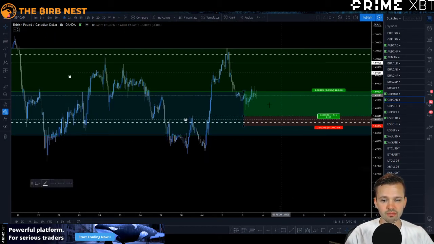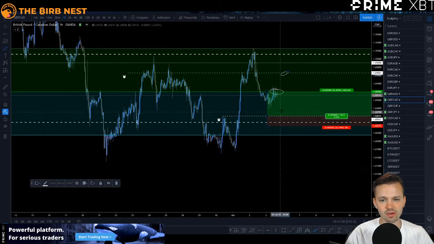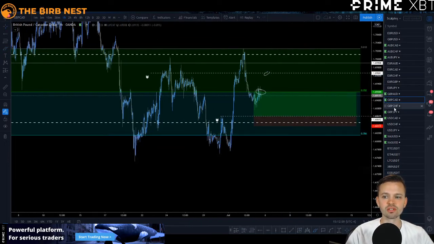But if we get a move above this area, like a 4 hour open and close on continuation up to this level, this is invalidated. But right now, I like this one. I like this trade. I'm still looking at this one.